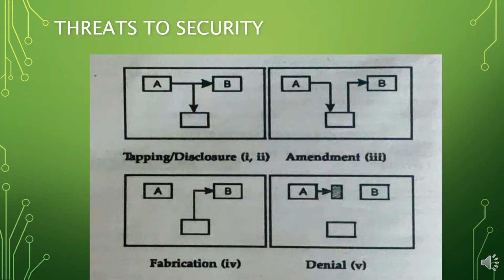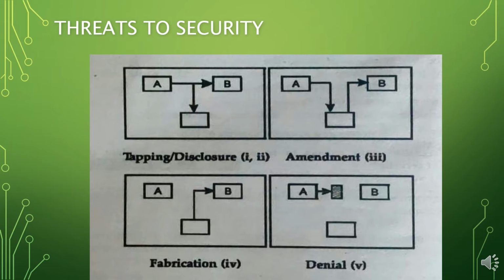Tapping is unauthorized use of servicing, whereas disclosure is unauthorized disclosure of information. So in this system of threat, A is a sender, B is a receiver. Both are communicating with each other on a network. But the unauthorized person, that is C, that is the threat, is trying to read the data sent from A to B without the knowledge of sender and receiver. That is termed as tapping or disclosure.